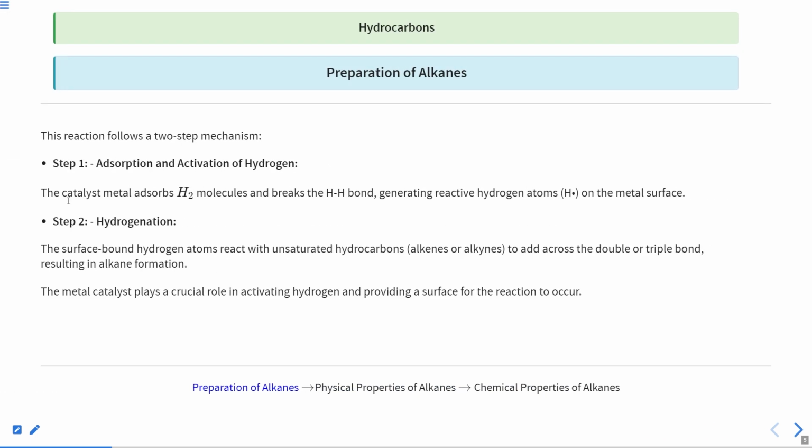Now, what are the steps occurring during this reaction? First of all, the metal catalyst provides a surface for the adsorption of the hydrogen molecule. The hydrogen molecule is adsorbed here, and the H-H bond is cleaved during this process. Now, generating reactive hydrogen: when the bond is cleaved, that results in two hydrogen radicals on the metal surface. The surface-bonded hydrogen atoms react with the unsaturated alkene or alkyne to add across the double bond.